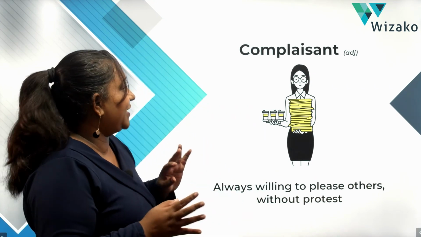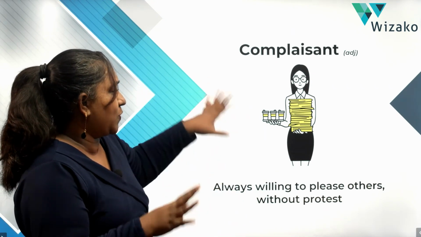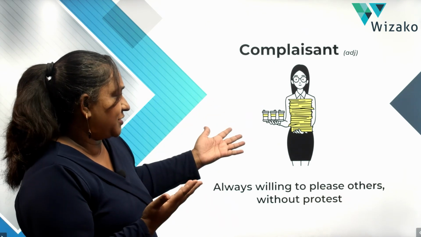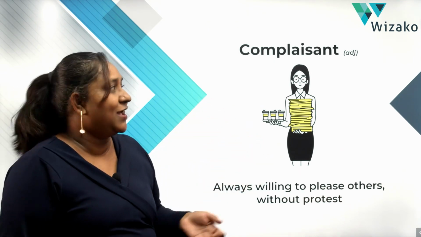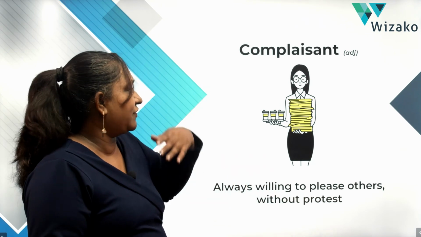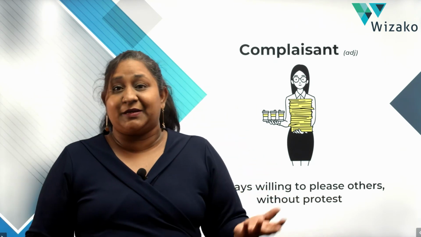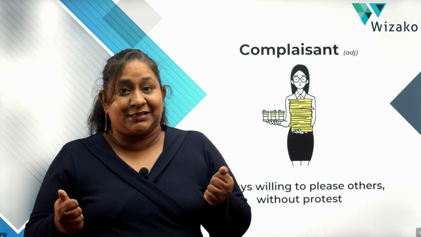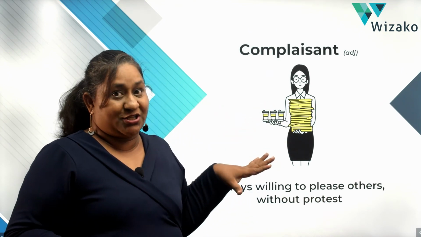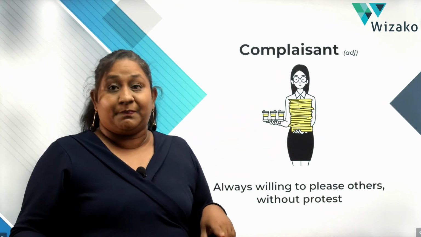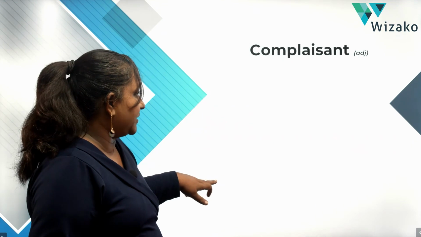I have taken the example of this overworked intern or secretary, possibly in an office setting, who's carrying a bunch of coffee and a bunch of files at the same time, trying to help others and please others. But look how overworked she is. And that's complaisant. I have an example sentence.